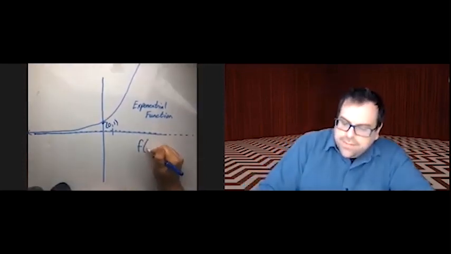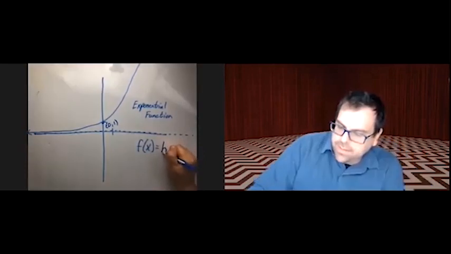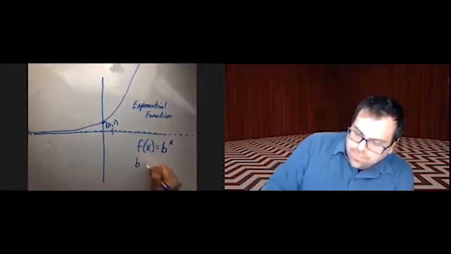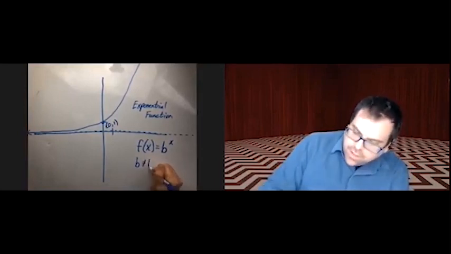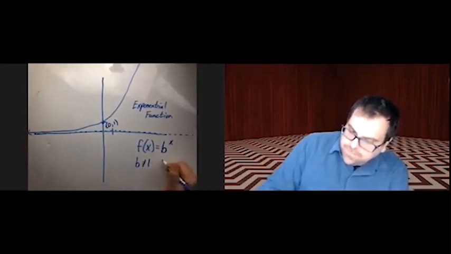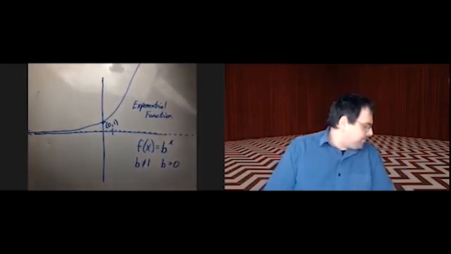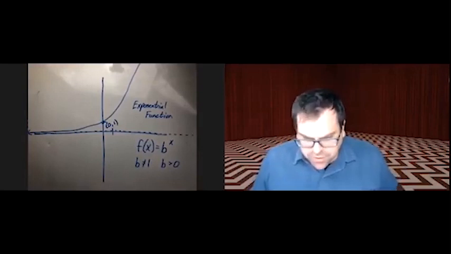f of x equals b to the x. b cannot be 1. b is greater than 0. This is the exponential function.